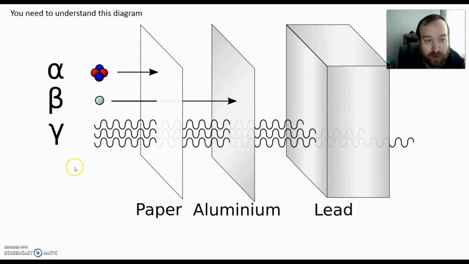Now, in an exam, a popular question that often comes up would give you this picture, but it wouldn't tell you what's what. It would just tell you, okay, so a particle goes through paper and it doesn't go through aluminium. What type of radiation is it? Is it alpha, beta, or gamma? And you just say, oh, it's beta because it's stopped by aluminium, but it goes through the paper. Okay, so you need to be able to understand. You need to learn this diagram.